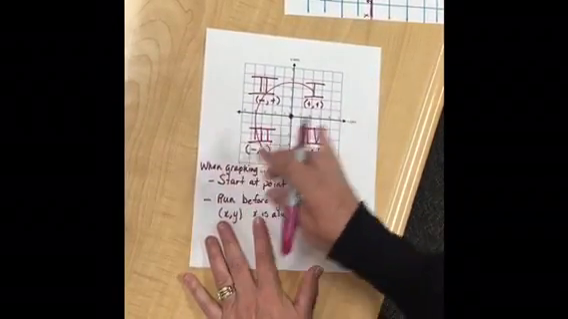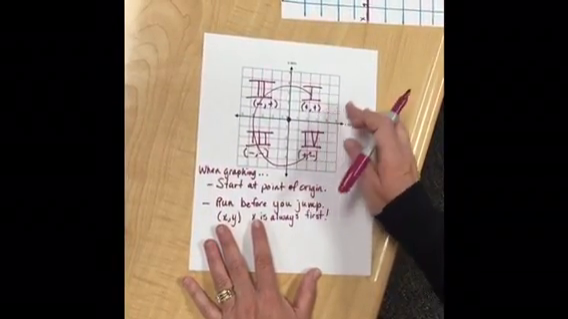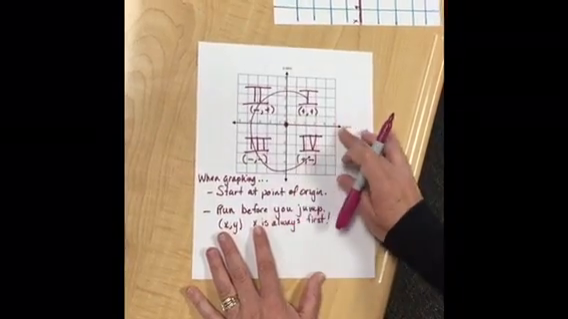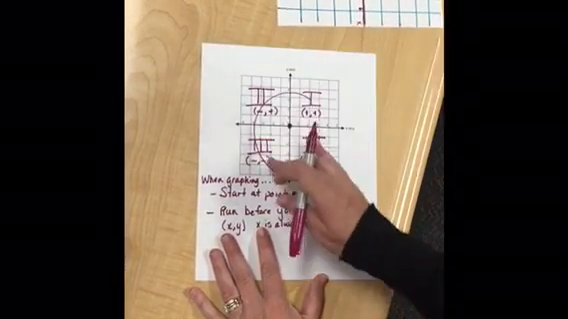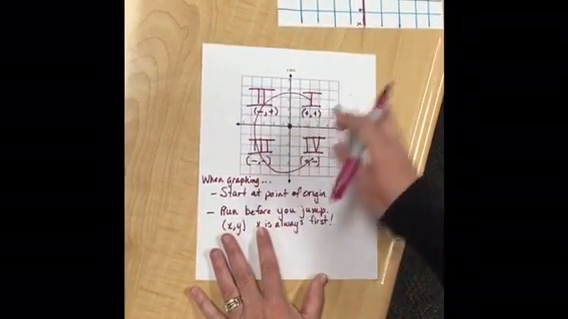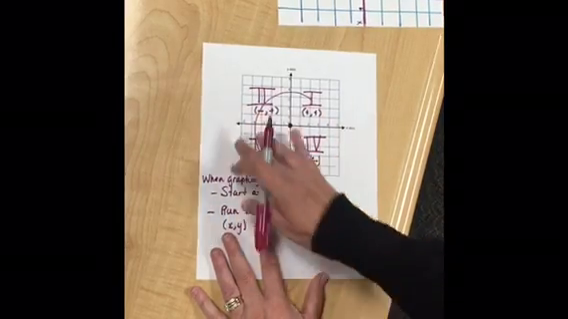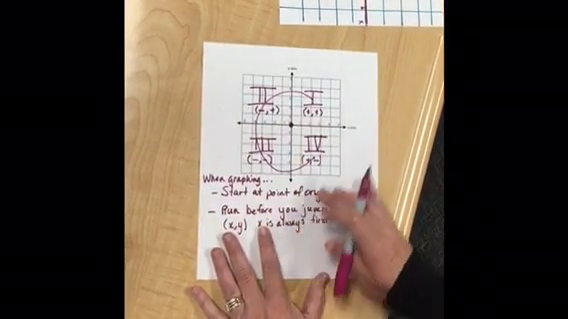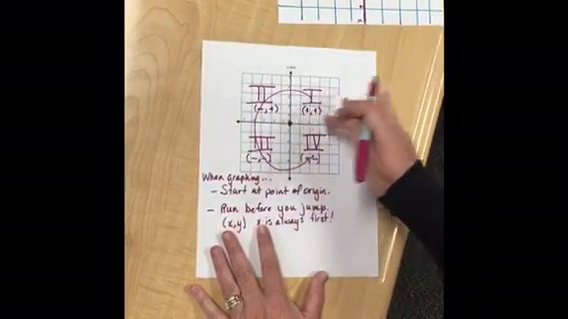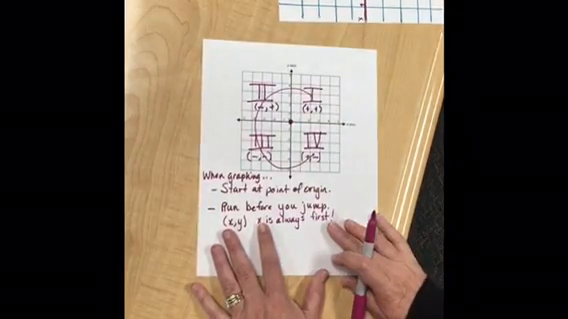Each coordinate has positives and negatives. In quadrant 1, the Y is positive and the X is positive. In quadrant 2, the Y is positive and the X is negative. In quadrant 3, they are both negative. And in quadrant 4, the X is positive and the Y is negative.